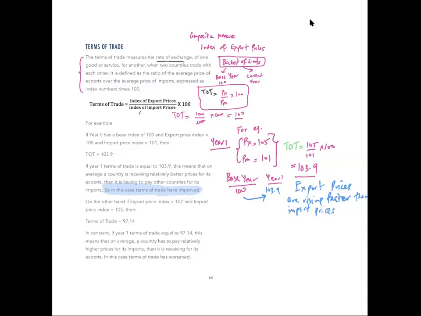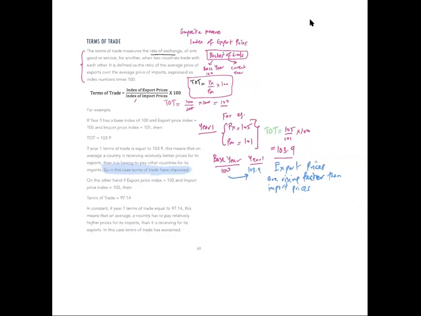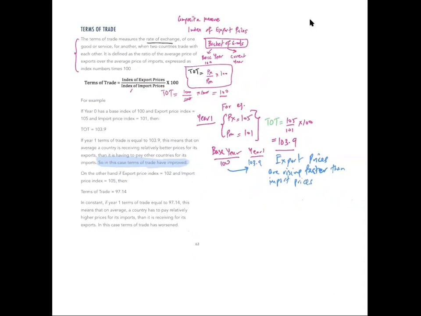Let's do a case of export prices rising slower than import prices. What if this happens? Use this example 2: PX was like 102 and PM was like 105. And now your terms of trade is 102 over 105 times 100, which will result in 97.14. So in this case, you can look at this, your terms of trade is 102.